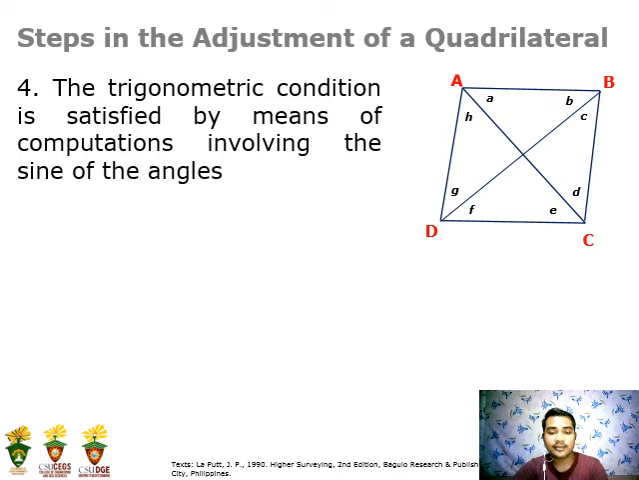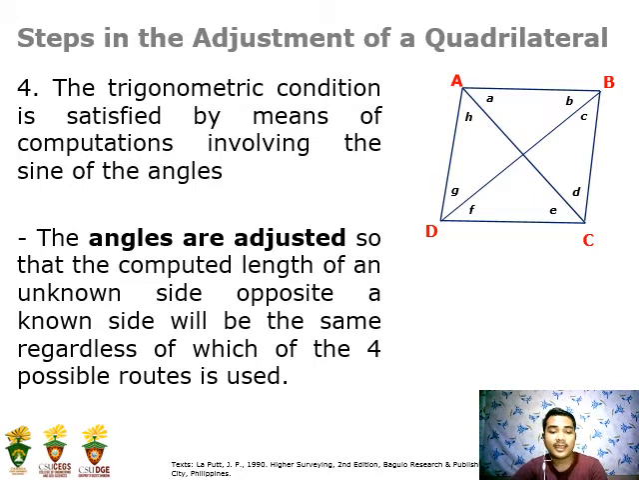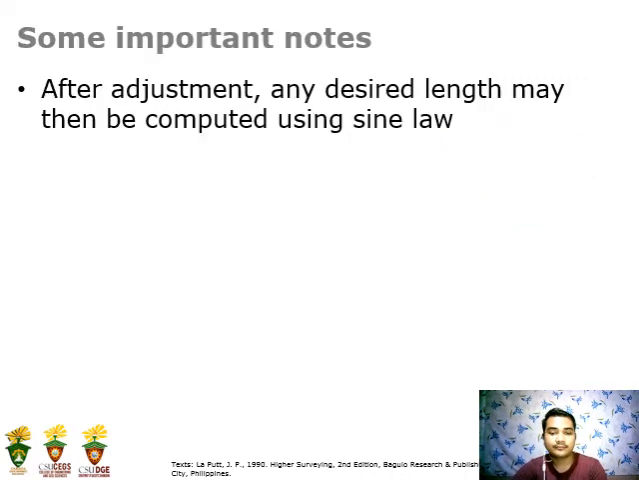Next is the trigonometric condition is satisfied by means of the computation involving the sine of all the angles. And the angles are adjusted so that the computed length of an unknown side opposite to an unknown side will be the same regardless of which of the 4 possible routes is used. No? Kasi nakadumdum mo atong inyong subject before sa pure Ferguson adjustment na ay log side. So mag-ingato punta karon diri asa to ang topic.